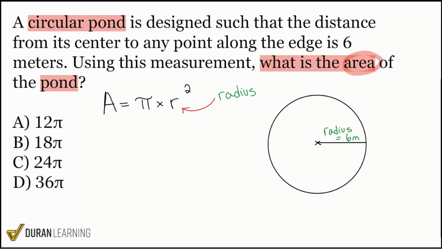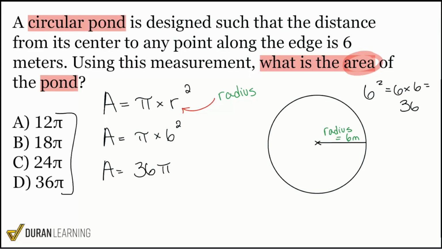Perfect. Sounds good. Let's plug it in and keep going. Area equals pi multiplied by, and it says 6 meters. Okay, sounds good. And then we'll square that. 6 squared, which is the same thing as 6 times 6, that is going to be 36. And then we just keep the pi as pi because we look at our answer choices and pi is just pi. Now, pop quiz, everybody. The units here that we see are meters. What is the unit for the area in this problem?